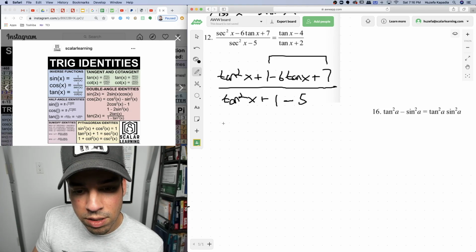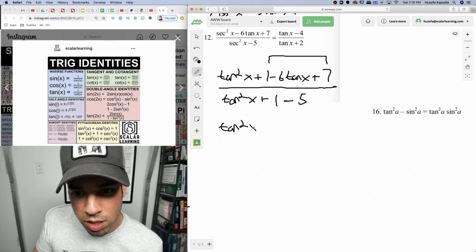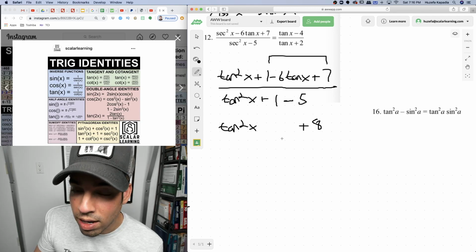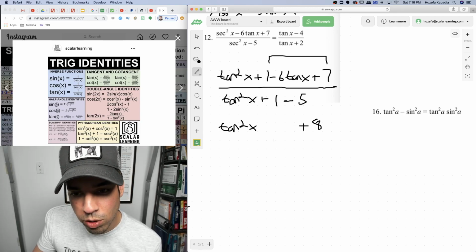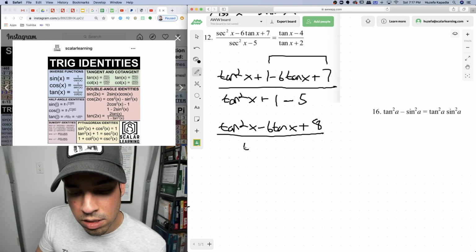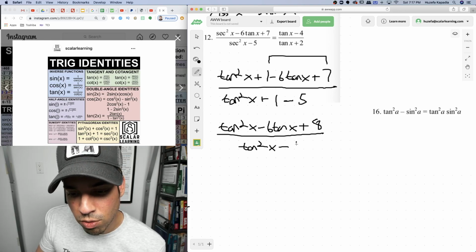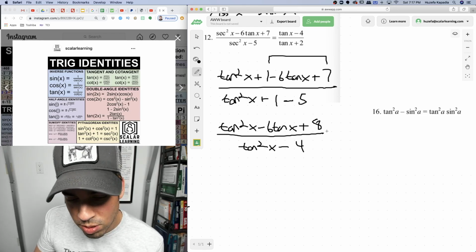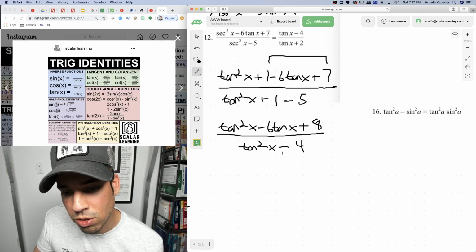So this becomes tangent squared x, 1 and 7 combined to be 8. I'll put that at the end. Why? Because again, I'm seeing a pattern with quadratics, minus 6 tangent x, over tangent squared x minus 4. So I'm seeing two things. One, I'm seeing this is probably factorable, just as if it were x squared minus 6x plus 8. And this is factorable because it's a difference of squares.